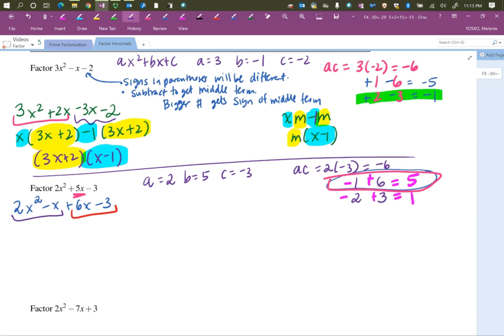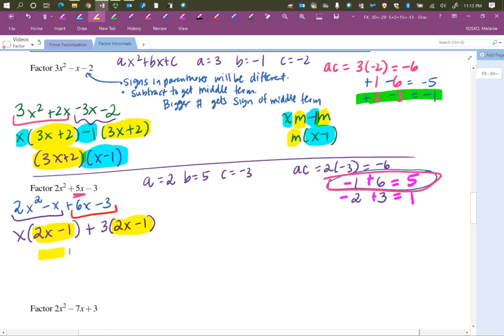2x squared minus x has an x as the greatest common factor. X times what is 2x squared? 2x. And x times what is a -x? -1. Then we look at the back. 6x minus 3, the greatest common factor there is a 3. 3 times what is 6x? 2x. And 3 times what is a -3? -1. Oh, look! These match.